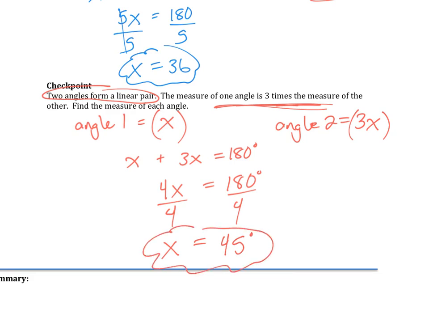If we go back, that means angle 1 is 45 degrees. And angle 2 is 3 times 45 degrees. So 3 times 45 is 135. So those will be our 2 angles.